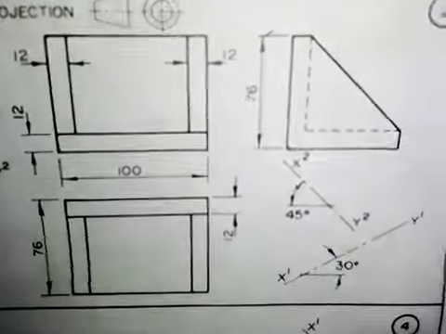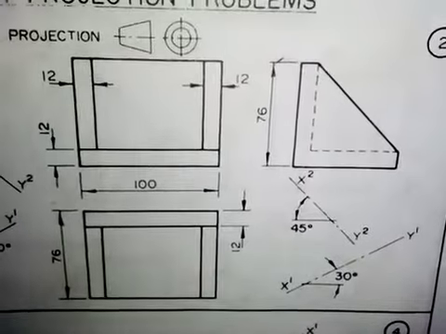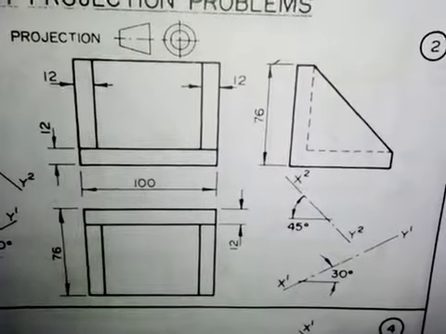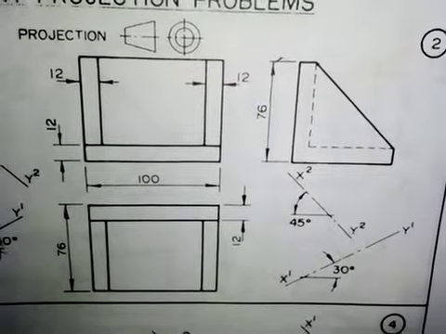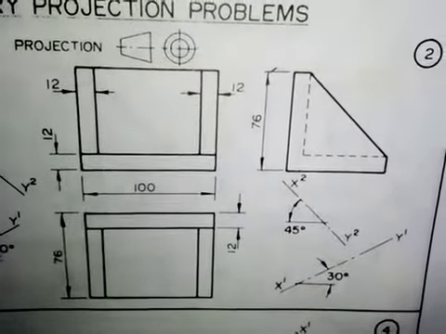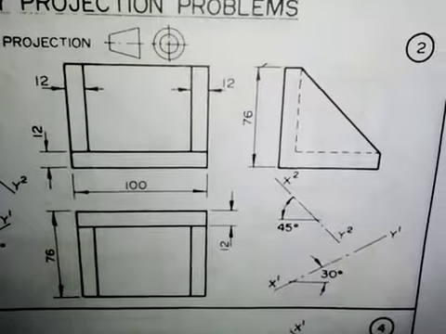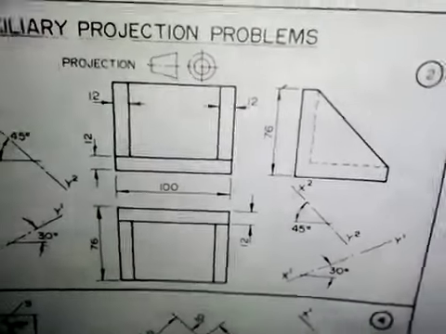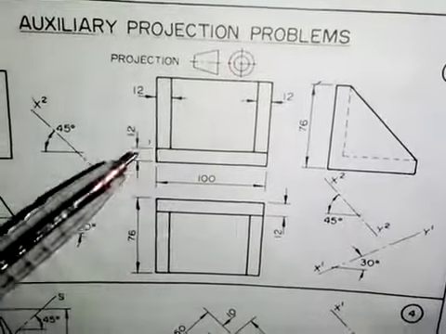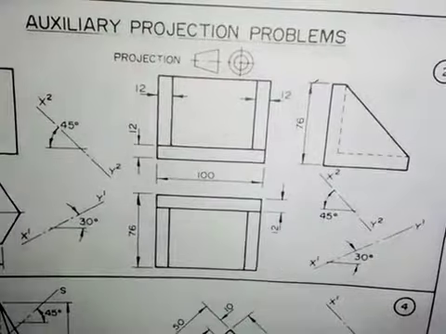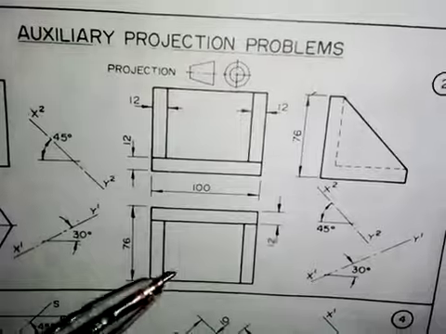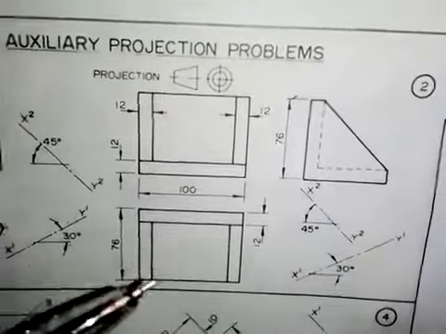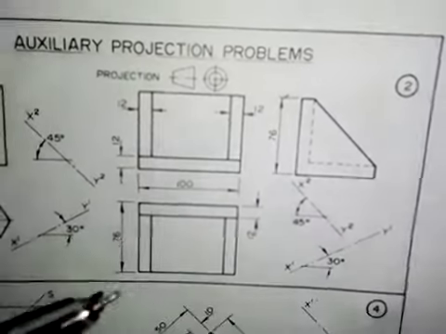So right now I want to show you how you can produce the auxiliary plan of these orthographic views. These orthographic views are given in first angle projection, so it means that this is the front elevation, this is the plan, and this is the end elevation. And then I want to produce the auxiliary plan, or the first auxiliary plan.